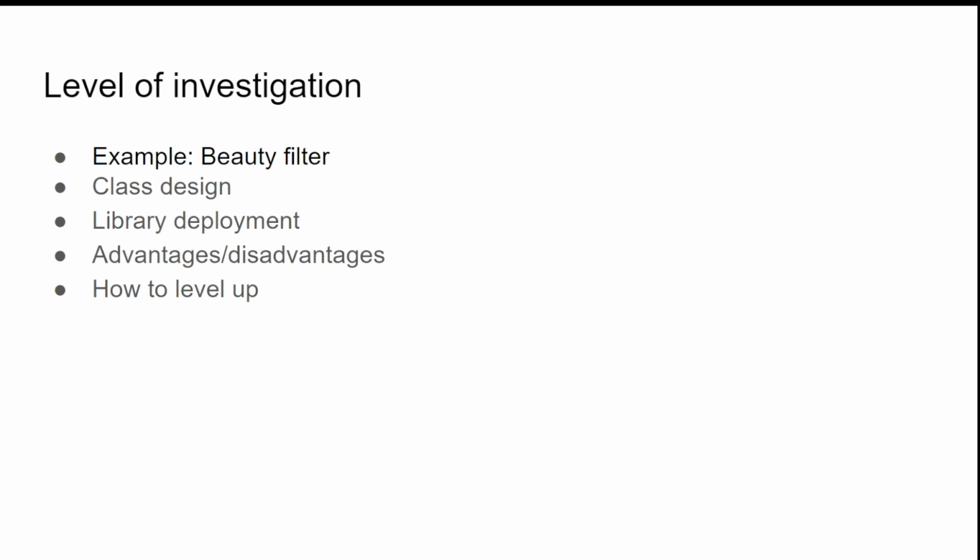So, how we try to organize the series: there is an example that is going to follow us through this video series, and the idea is that we have a beauty filter. We want to make a camera app that applies this beautiful filter. We will use some UML notations, class design, and library deployment, and we will analyze the solutions. What were the pros? What were the cons? Based on the disadvantages, we try to figure out what the missing point is, why we couldn't take it to the next level, and how to take it there.